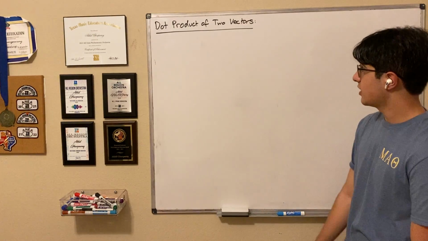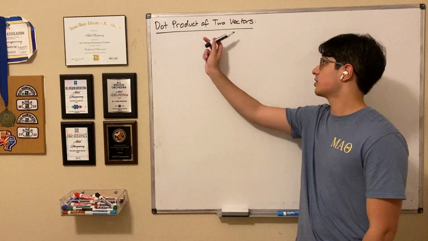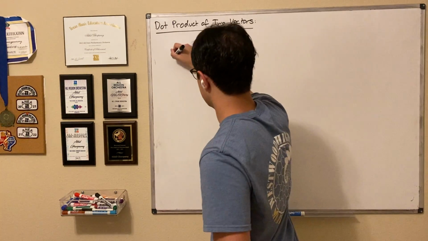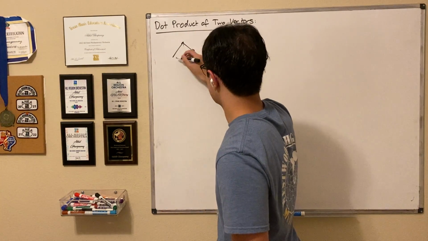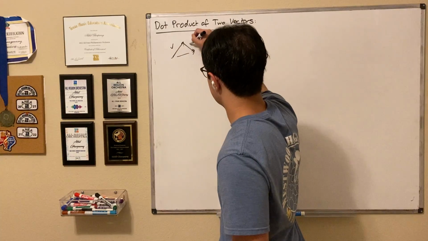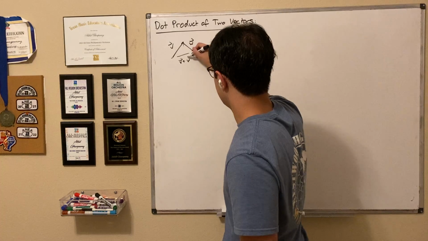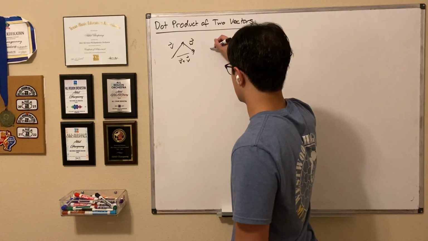Hey everyone, today we're going to be talking about the dot product of two vectors. Just like vectors can be added and subtracted, which we can show through tip-to-tail addition, if we had vector v and vector w, this would be the vector sum, v plus w. They can also be subtracted.